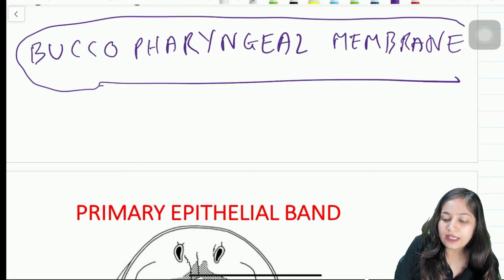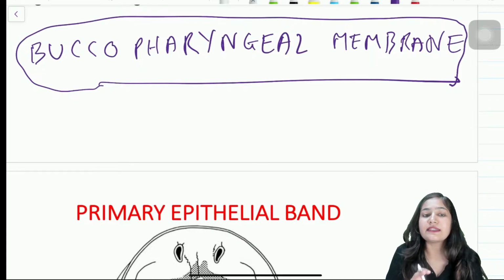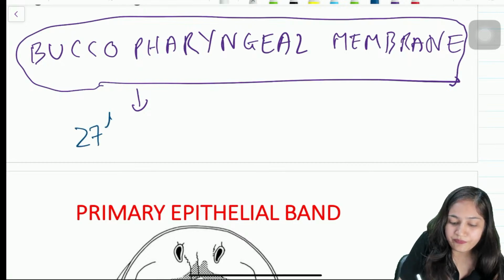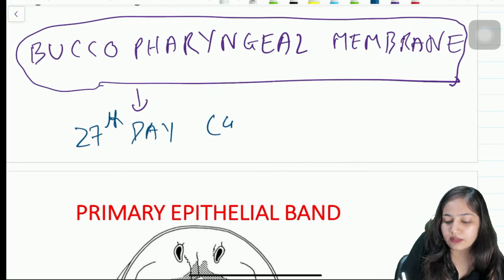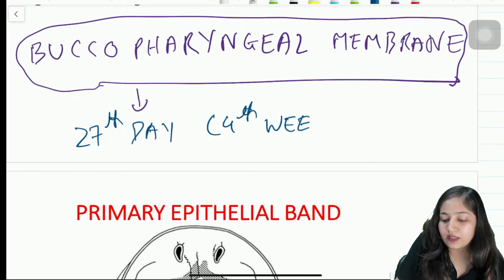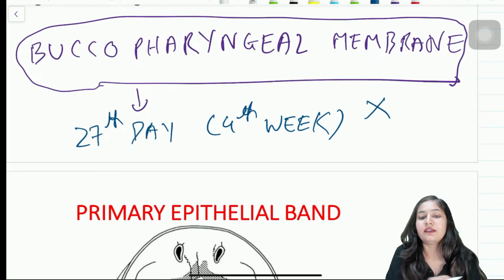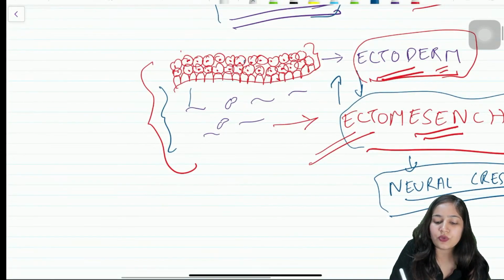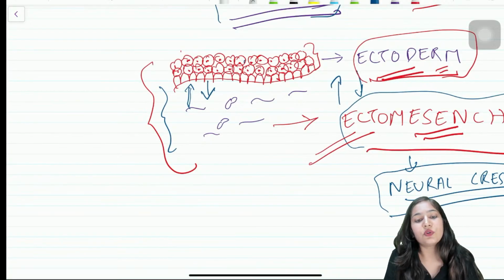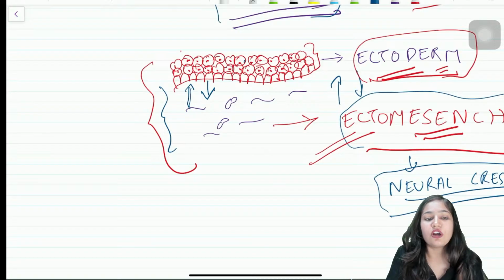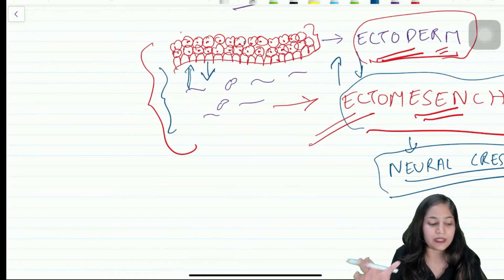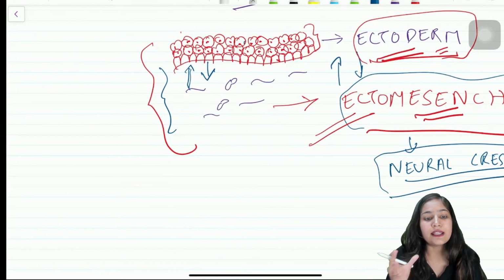So basically, initially, a buccopharyngeal membrane is present between the oral cavity and the endoderm. But about the 27th day, that is around the 4th week, this junction will break, leading to the connection between epithelium and connective tissue. This connective tissue will send signals to the epithelium, and indirectly the epithelium will send signals to the connective tissue, leading to the initiation of tooth development. So at about 6 weeks, certain cells of the basal layer of the epithelium will proliferate more rapidly than the adjacent cells.